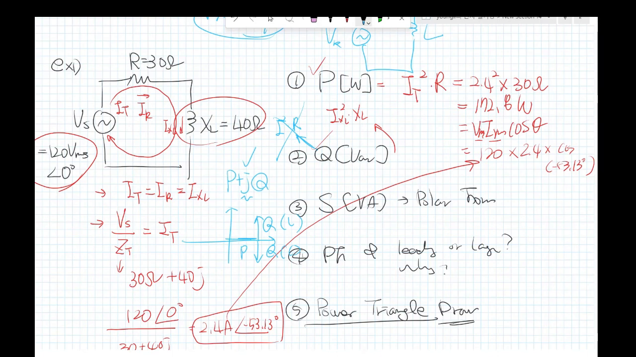So going back to question 2, the Q value is I squared times X sub L, which is 2.4 squared times X sub L, 40 ohms here. So that is the answer, 230.4 VAR. That is the answer for the reactive power.